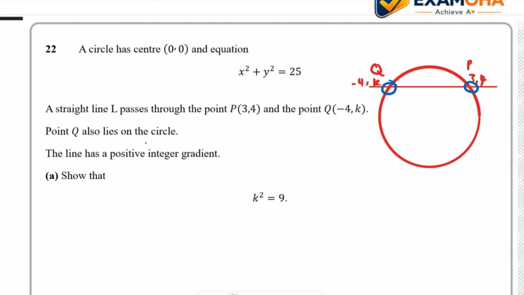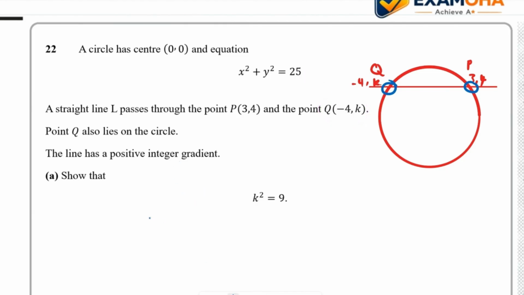Point Q also lies on the circle. That's what we have done. The line has a positive integer gradient, show that k squared equals 9. So k, as you can see, is the y of point Q. Since we are sharing the same points, we can easily substitute this x and y of Q into the equation here. And let's see what's going to happen.